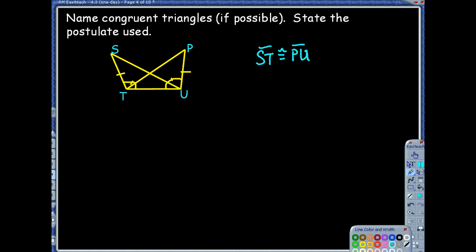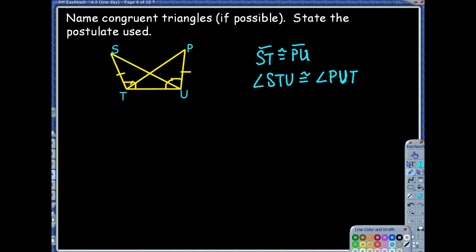And I know that I have a set of angles that are congruent here. I can't just call it T because there's lots of stuff coming off. So angle STU is congruent to angle PUT.